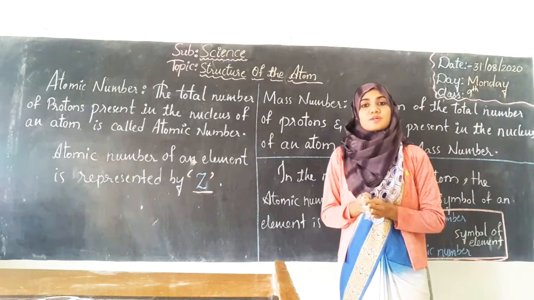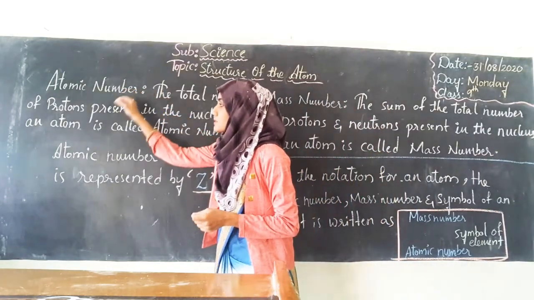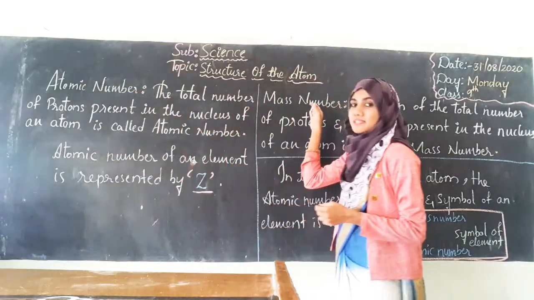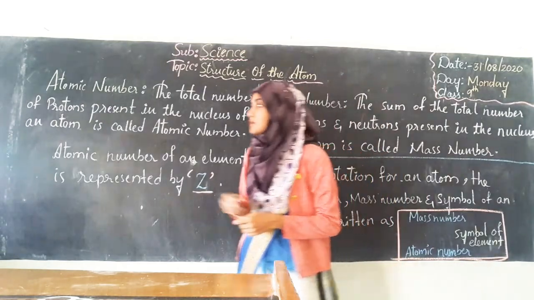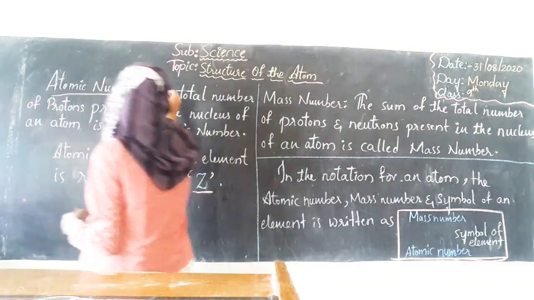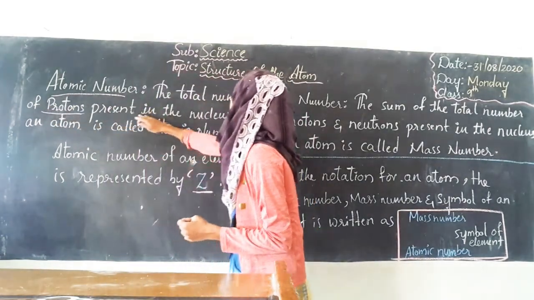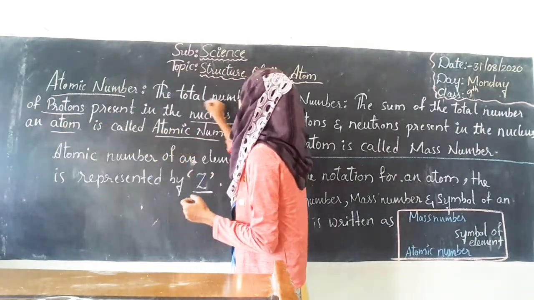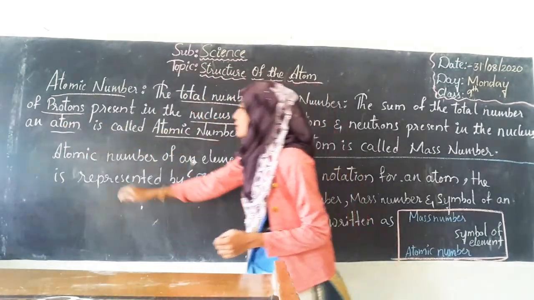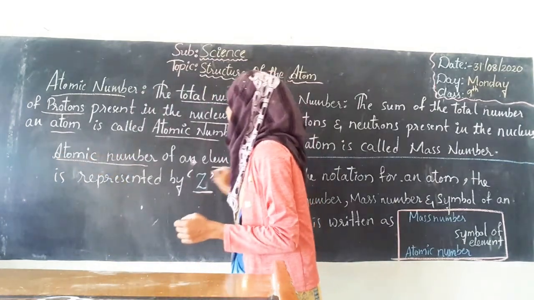After knowing the concept of valency, today we shall learn about the atomic number and the atomic mass number. So let us see what is meant by atomic number. The total number of protons present in the nucleus of an atom is called atomic number, and the atomic number of an element is denoted by Z.